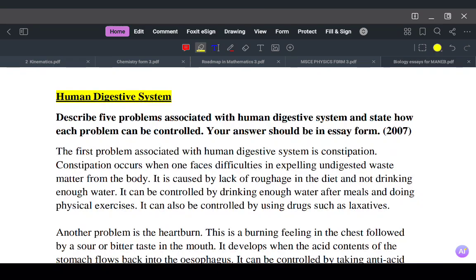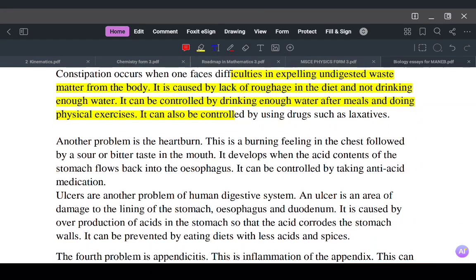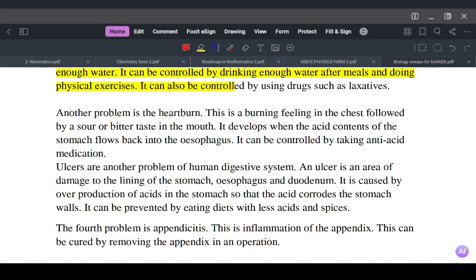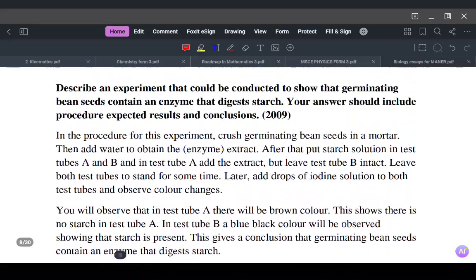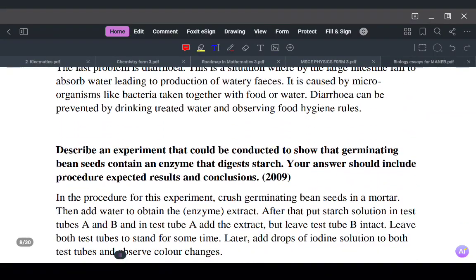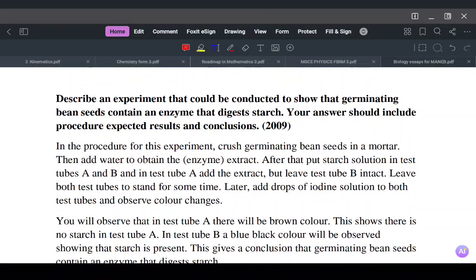A question can ask you to describe 5 problems associated with the human digestive system and state how each problem can be controlled. Your answer should be in essay form. So get hold of this booklet and have a look at the model answers which I prepared for you so that you are sure about what you should be able to write in the exams.